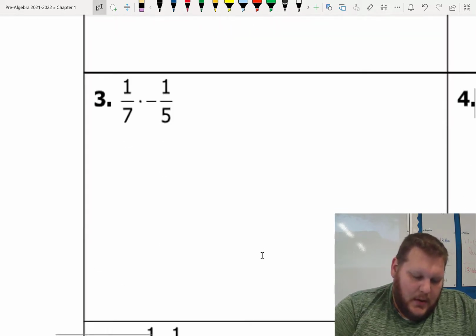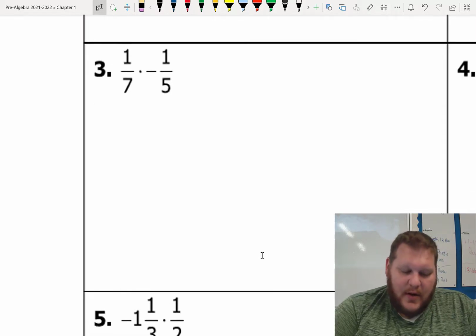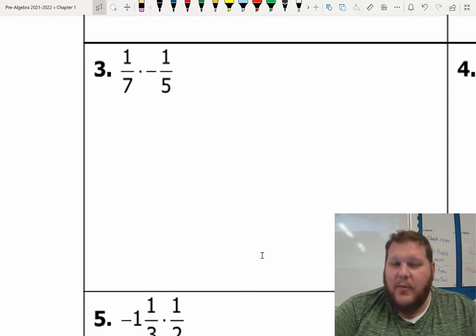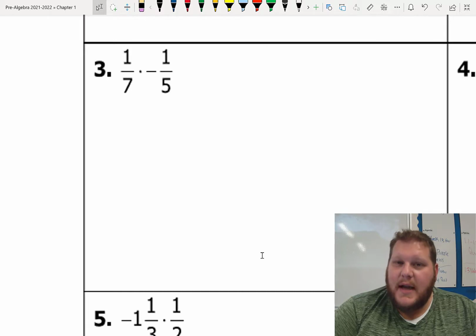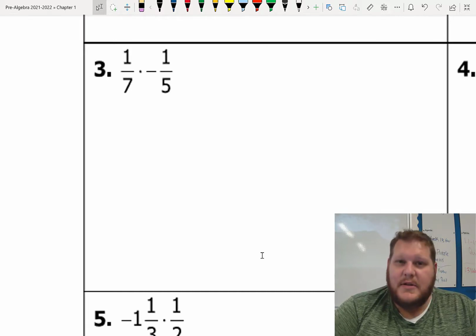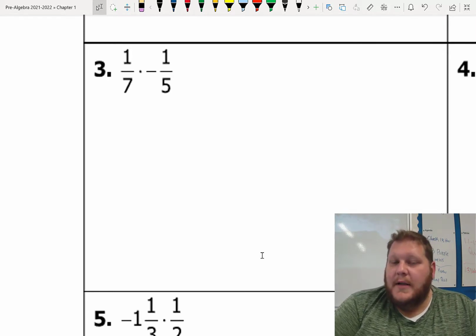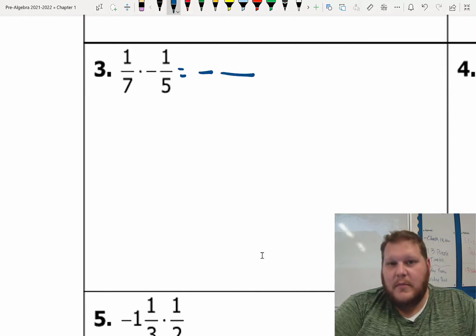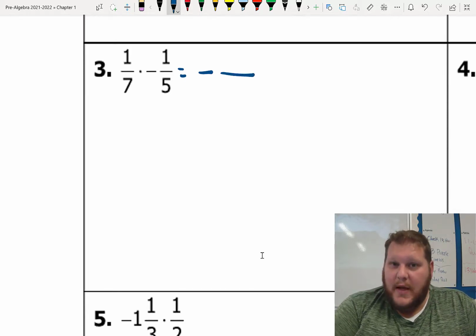Okay. Number 3, I've got 1/7 times negative 1/5. Now, I have to be careful here because of the rules we talked about back in, I think it was 1.1, our very first section, multiplying integers together. If we have a positive times a negative, that still means our answer is going to be a negative number. So we can just handle that separately and say, okay, well, I know it's going to be negative because I had a negative involved. And then the rest of it is still the same rules as we had before.